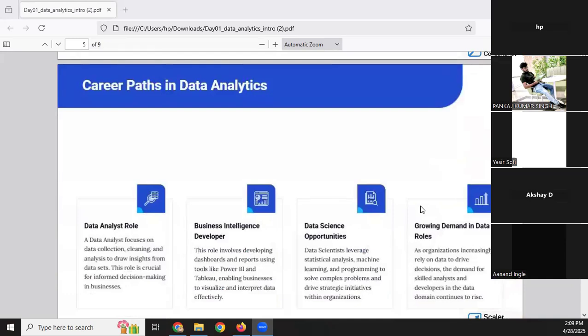In the career path in data analytics, what is the role of a data analyst? As you all know, a data analyst focuses on collecting, cleaning, and analyzing data to draw insights from data sets. This role is crucial for informed decision making.